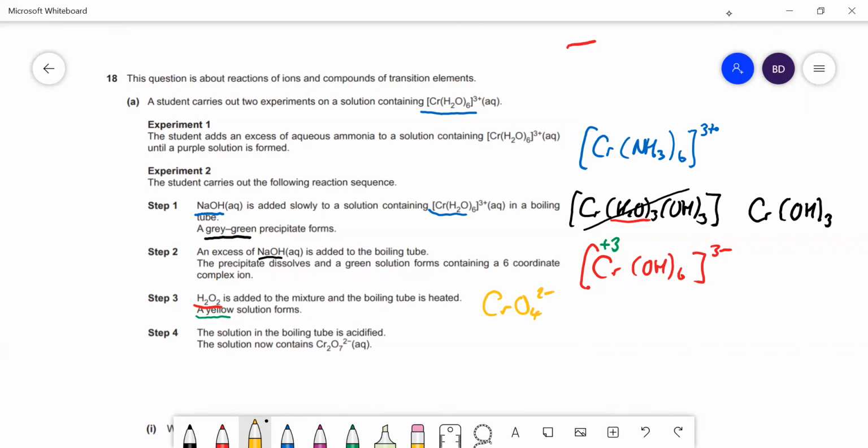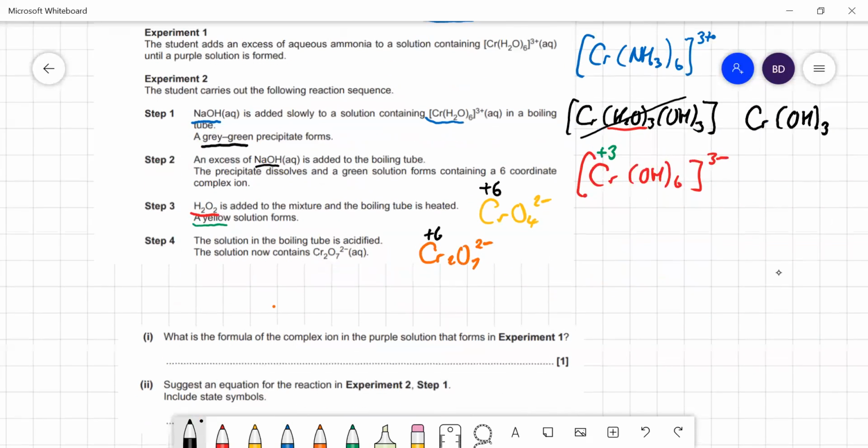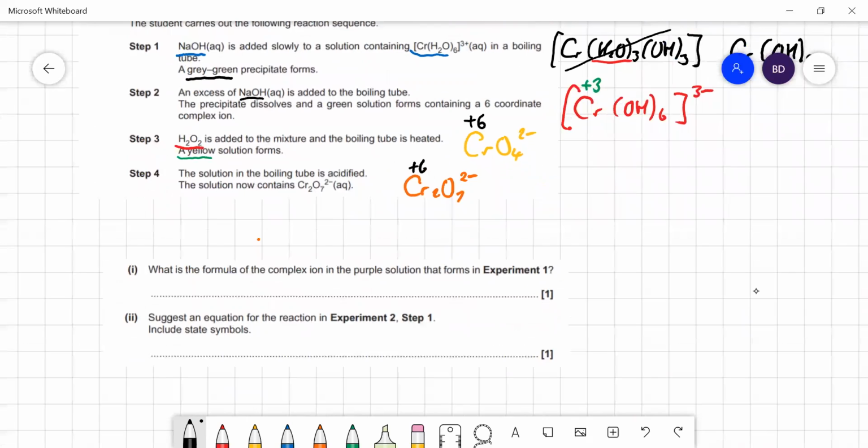Now, if you acidify that, it will turn into the dichromate ion, and the dichromate ion is orange. They've both got a +6 oxidation state. The yellow one exists in alkaline solution, the orange one, the dichromate, in acidic solution. So let's use that to answer the questions they've set. That's what's going on in that series of reactions. So we've got redox and we've got ligand exchange.